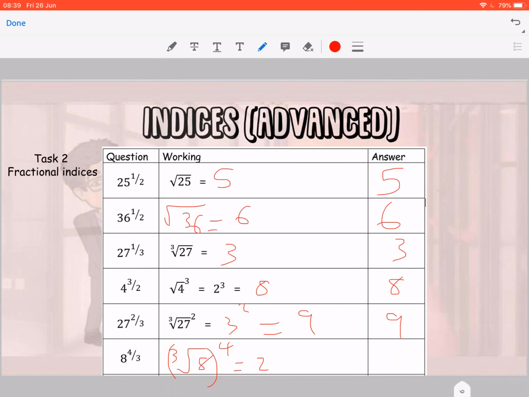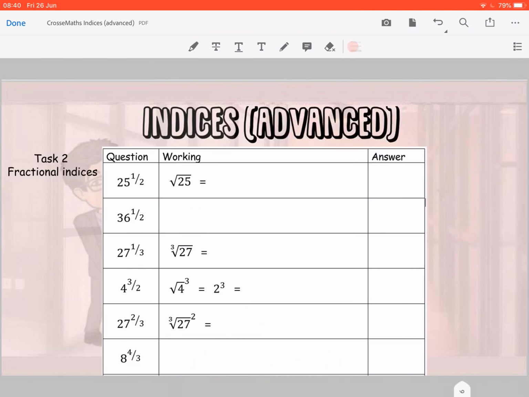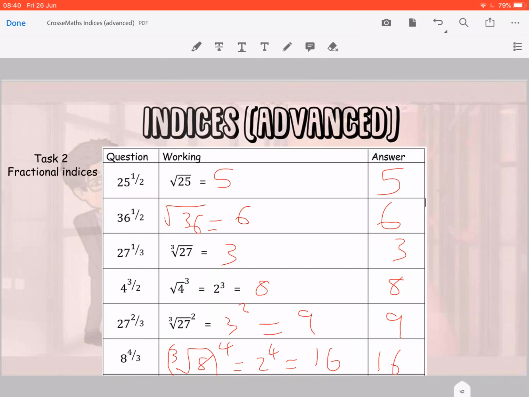Cube root of 8 is 2. 2 to the power of 4. 2 times 2 is 4. Times 2 is 8. Times 2 is 16. 16 is the answer. Okay, pause the video, mark those. If you got them right, that is awesome. If you didn't happen to get them right, don't worry, it's not the end of the world.